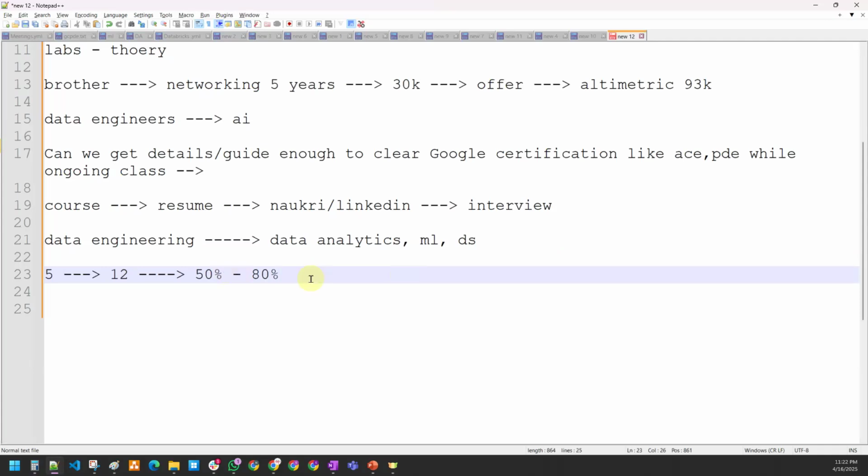But we have seen one guy go from 12 to 27. I've seen one guy from 8 LPA to 19 LPA. One guy from 24 LPA to 48 or 49 LPA. So it is totally possible. It totally depends on your current package, what you are able to land, and how many offers you are bagging.